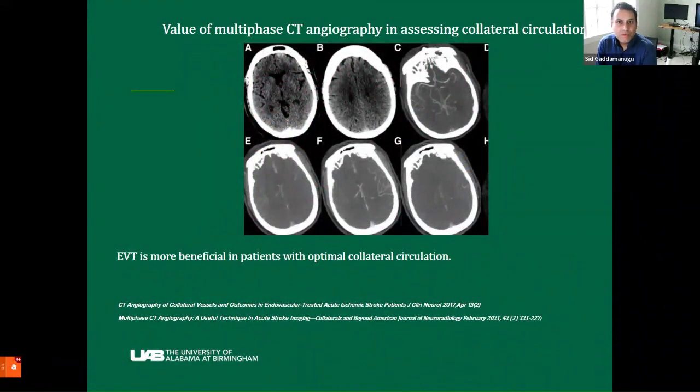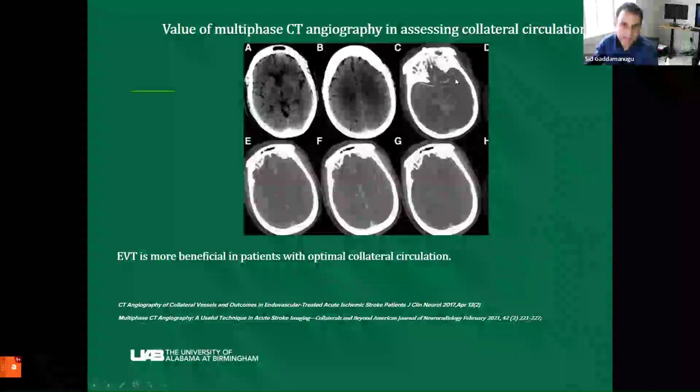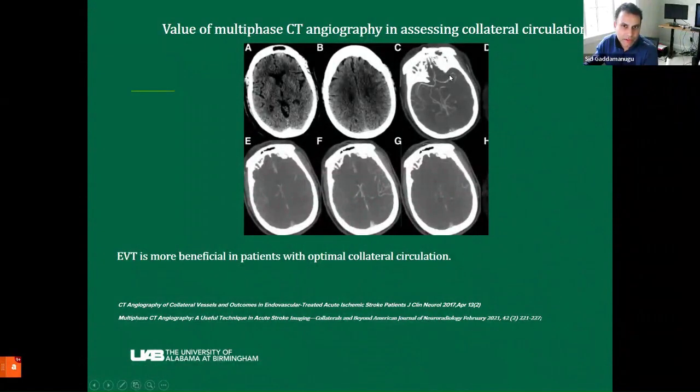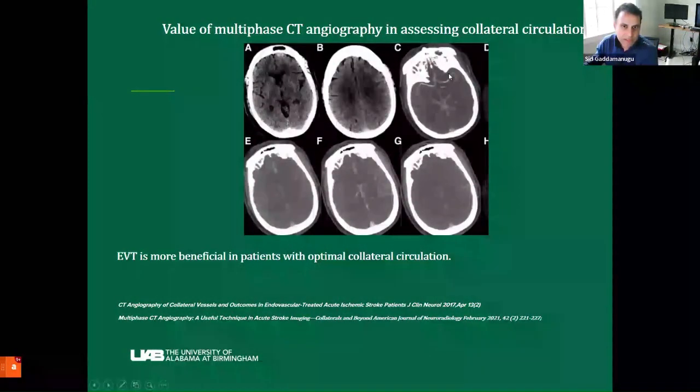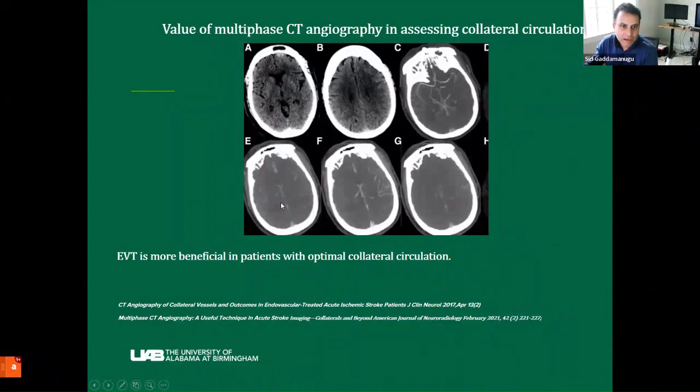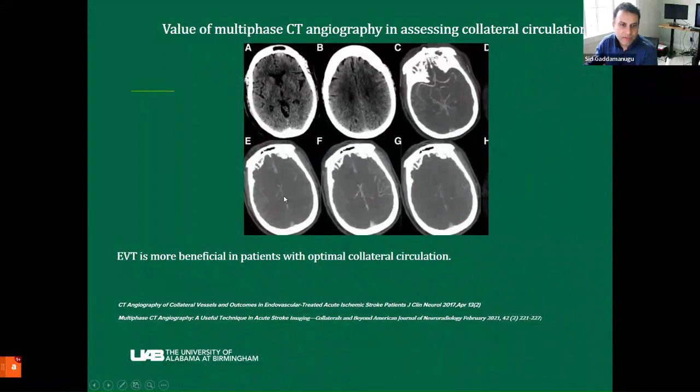And I'll admit that in our place we do not do multi-phase CT angiography, but there are many places which do. It adds radiation slightly to the patient. And this is a patient who actually has an occluded M1 segment of the left middle cerebral artery. If you notice, these CT angiographic images were acquired in multiple phases. So these are 3 phases. This is the earliest phase. This is a slightly delayed phase, and this is probably nearly a venous phase.